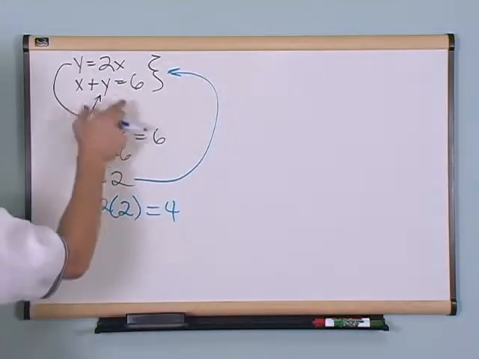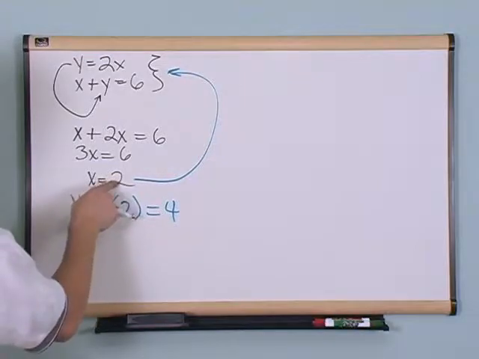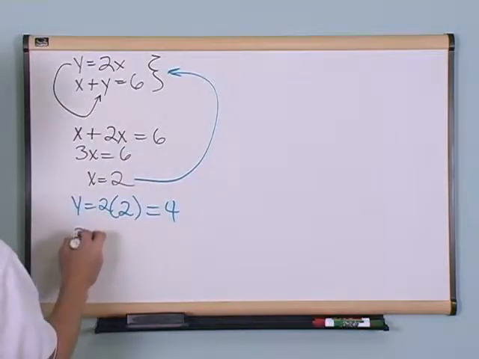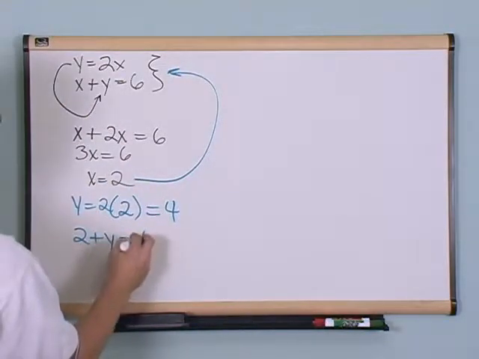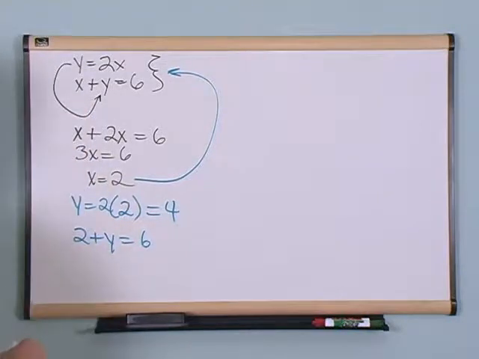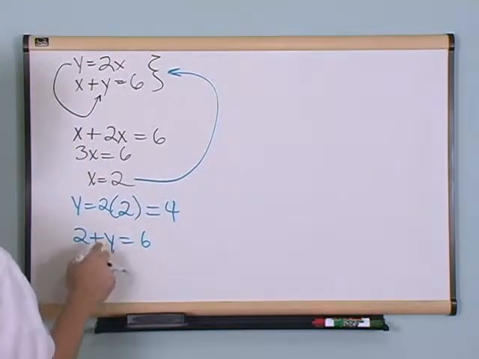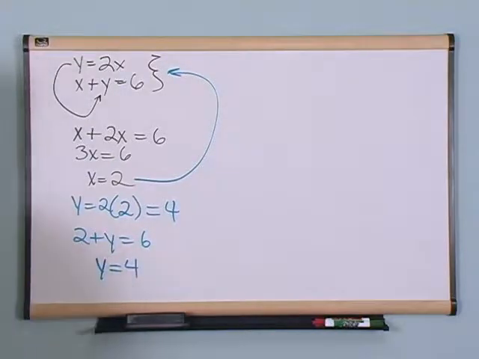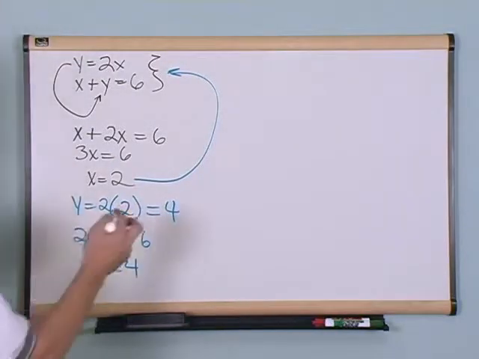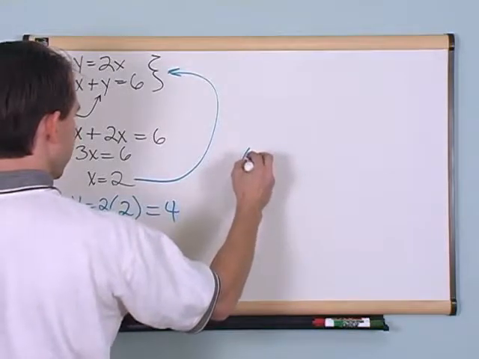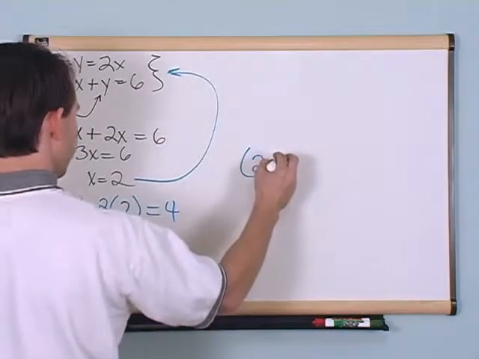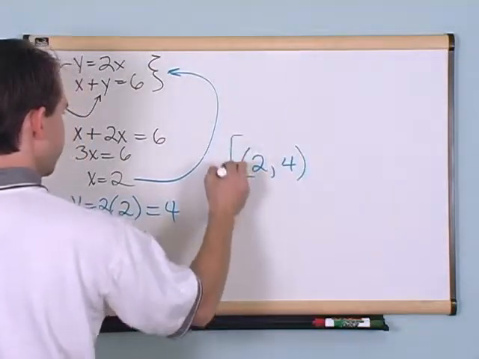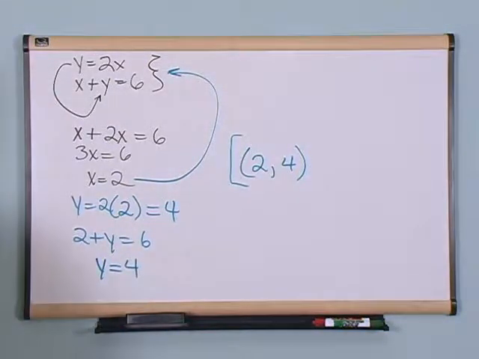Let's say I put it into this bottom equation instead. Let's just say 2 goes into here. So I've got 2 plus y equals 6, if I happen to choose the second equation. Now I solve for y, and you'll see right away that y is equal to 4. So what I found is the solution. The solution is x is equal to 2, y is equal to 4. This is the solution to that system of equations.